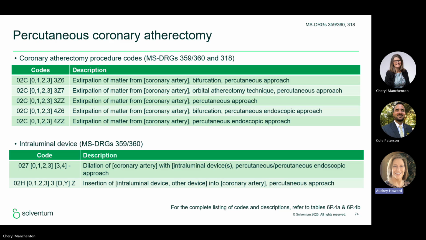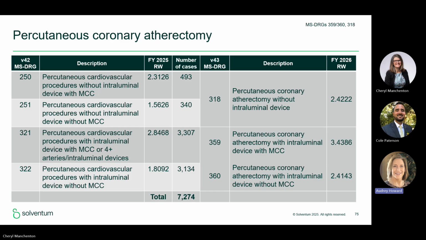And then on the next slide, once again, it's showing how it would shift around from what DRGs these new cases are pulling those encounters from. It would be from 250 and then 251 and 321 and 322. So we're pulling about 7,000 cases, pulling the volume out of those DRGs and moving them into the newly created 318 and 359 and 360. And you can kind of see how the relative weight is playing in there as well.